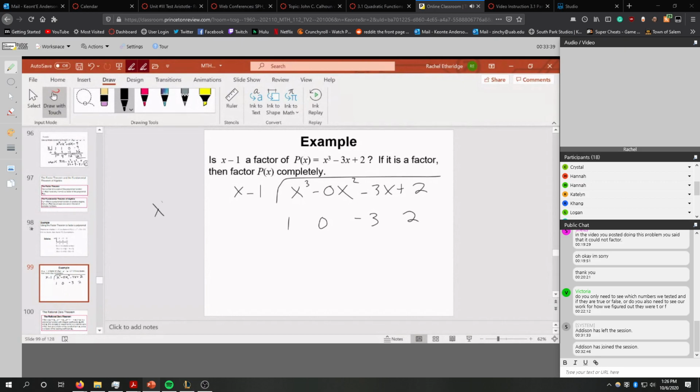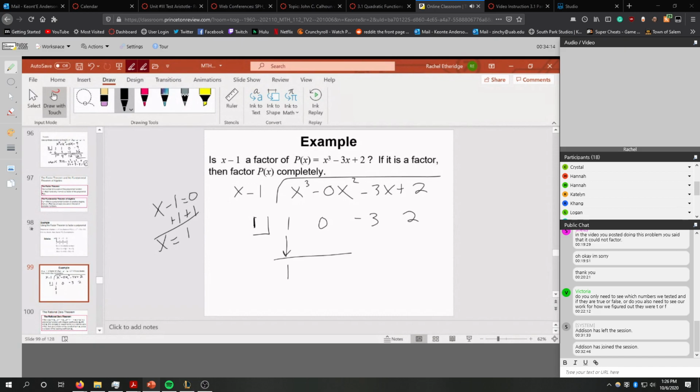I'm going to set that factor equal to 0 and solve for x. So it always changes signs of the factor. The 0 is the opposite of what's in the factor. So my factor, my 0 will be 1 if it is a 0. And you can't finish factoring it if it's not a 0. So you want to see if it's a factor. And if it's a factor, then you're going to get a remainder of 0, and you can factor your remaining polynomial that you get.